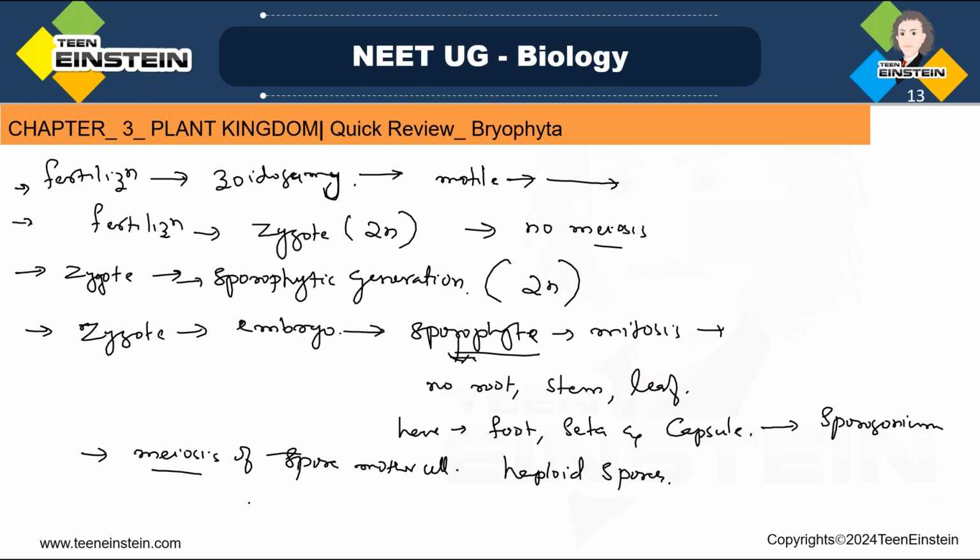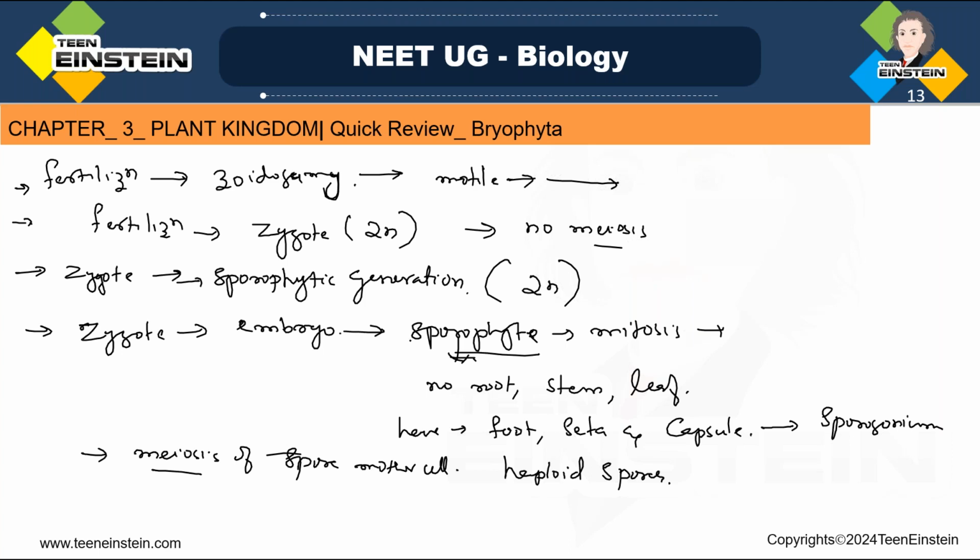Now that the spores are produced, the germination of the spore may be direct or indirect. In liverworts and hornworts, the germination of spore is direct. In both, direct germination of spore is taking place. That means each spore forms a gametophyte, the gamete producing body, after germination, then the sporophyte gets produced.